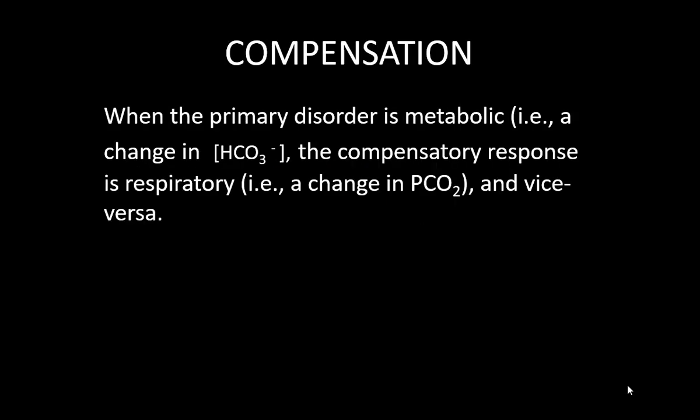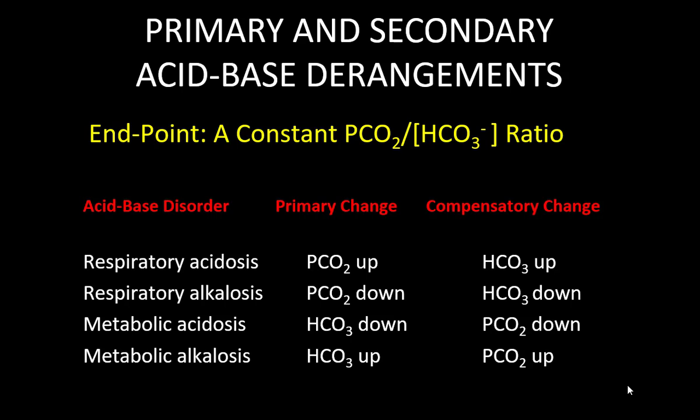Okay. When the primary disorder is metabolic, that is a change in bicarb, the compensatory response is respiratory. So if there is a change in bicarb, the body will try to change the PCO2, and vice versa. If there is a change in PCO2, the body will try to change the bicarb. So these are the endpoints. The body tries to maintain an endpoint of constant PCO2 and bicarb ratio.